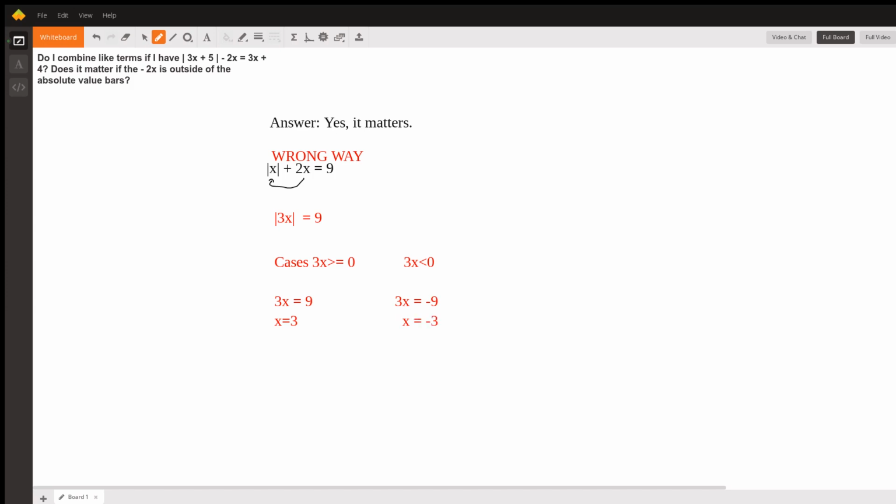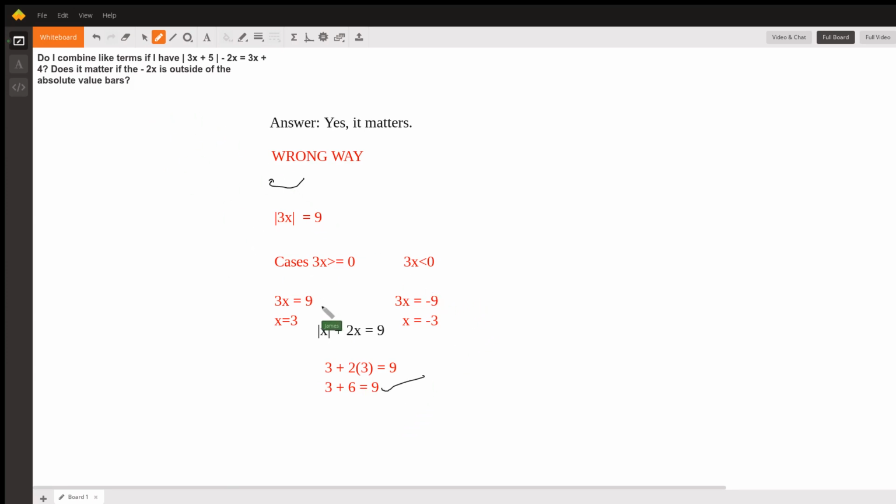Seems nice, right? Let's see if those answers work, though, in this original equation. If we plug this 3 in here, we get 3 plus the absolute value of 3, which is just 3, plus 2 times 3 equals 9. And that gives us 3 plus 6. And yeah, that does equal 9. So we would get to check that one off. That would be correct. But let's look at the other case.